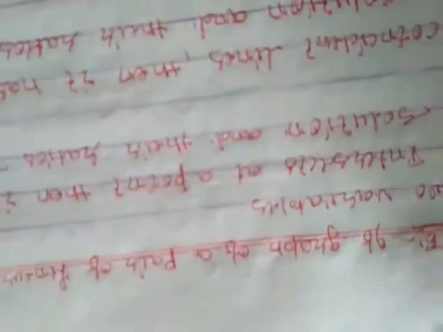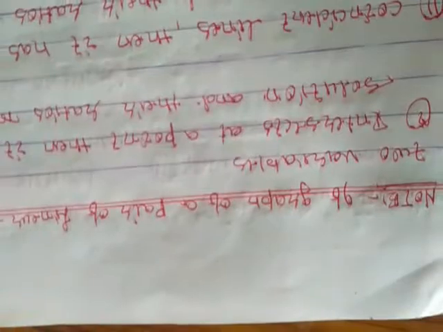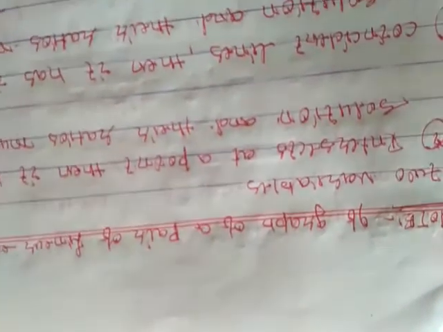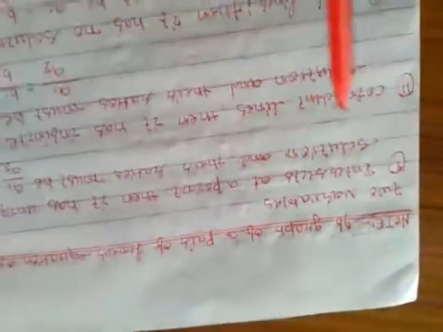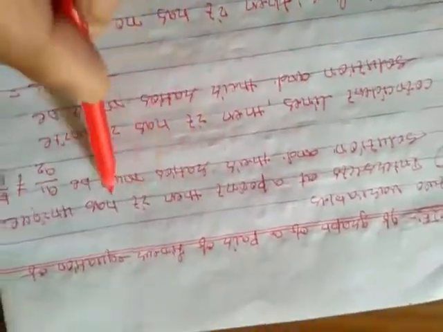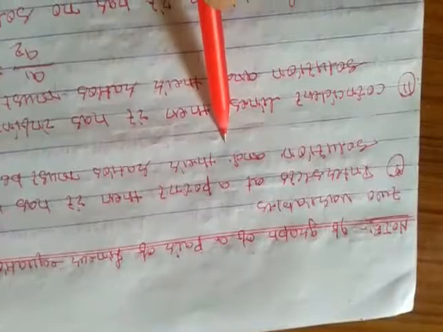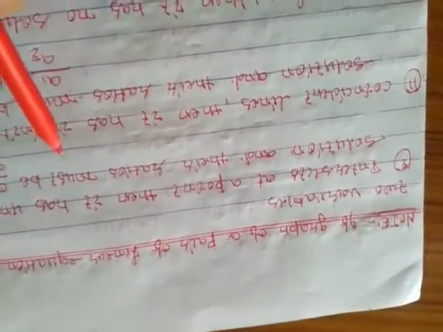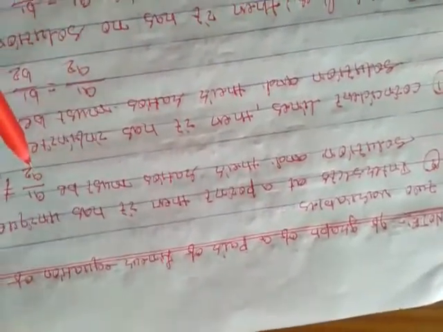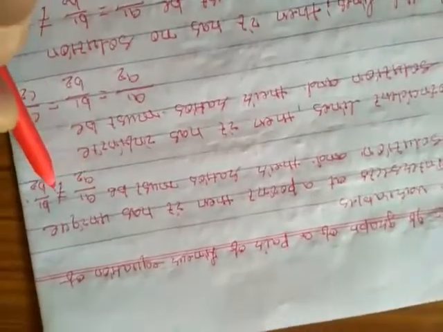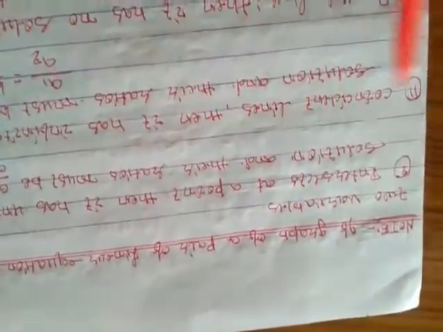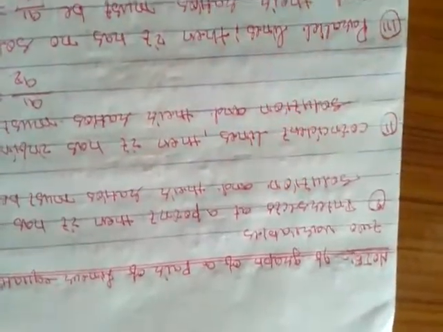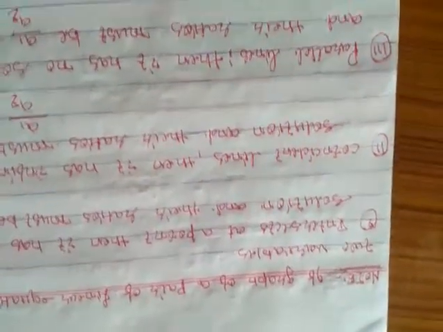Now children, one more important thing which you should note. If the graph of a pair of linear equations in two variables intersects at a point, then it has a unique solution and their ratios must be in the form a1 by a2 not equal to b1 by b2, which we have seen in the example which I solved now.